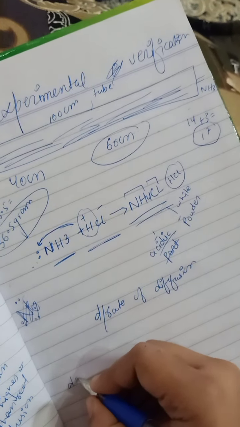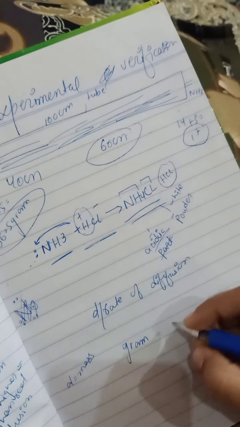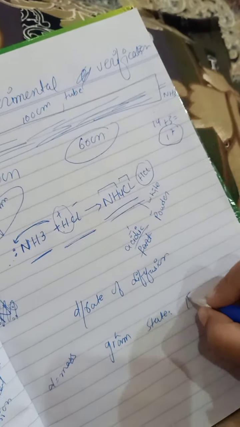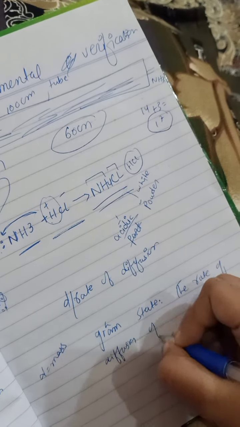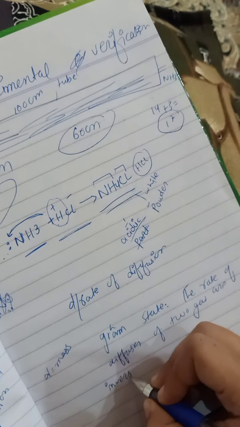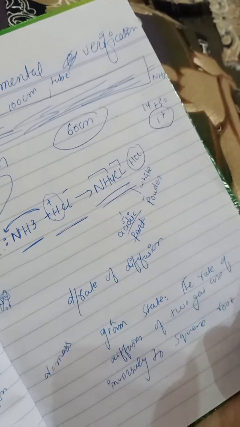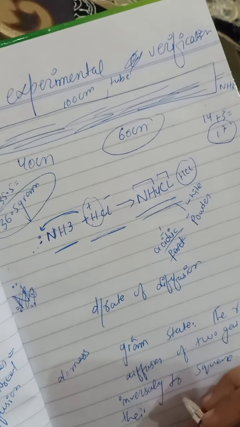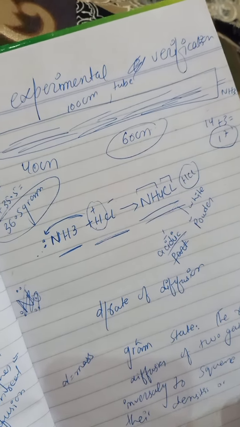Okay, and as you guys all know, density is equal to mass. So Graham's law basically states that the rate of diffusion of two gases is inversely proportional to the square root of their densities or masses of gases.